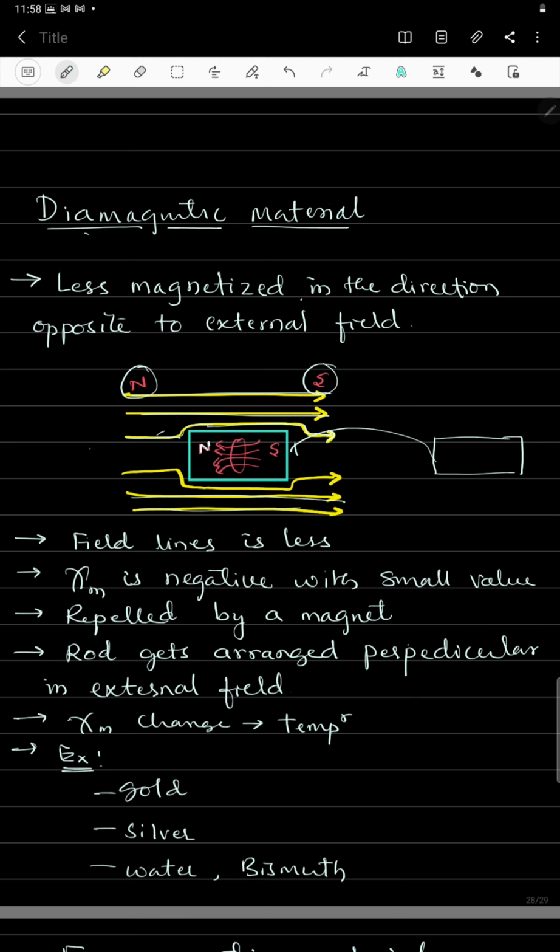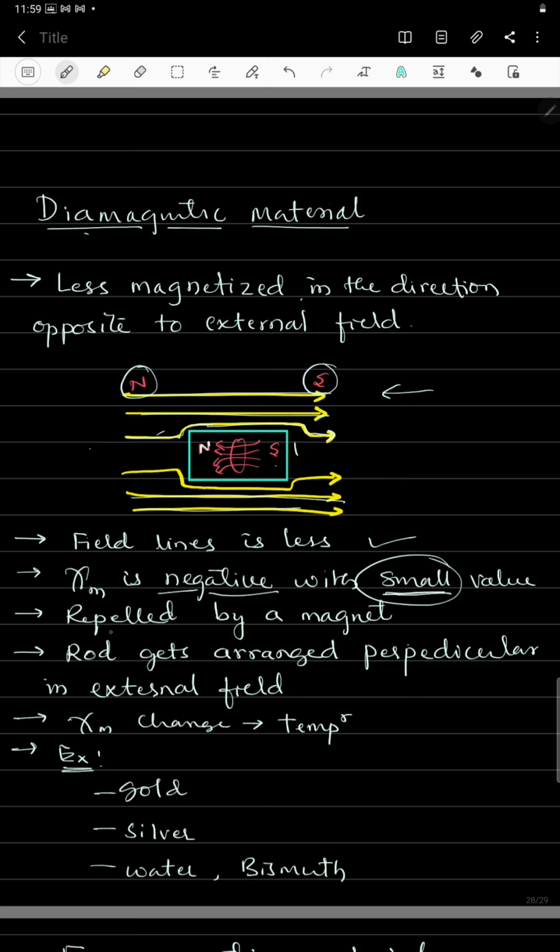So therefore that's why it gives the less magnetized. This material is less magnetized in the direction opposite to the external field. So next, the field lines are very much reduced in that material, and chi m is negative with a small value. So it is opposite to that magnetic field. Therefore in that material, the susceptibility is negative with a small value.